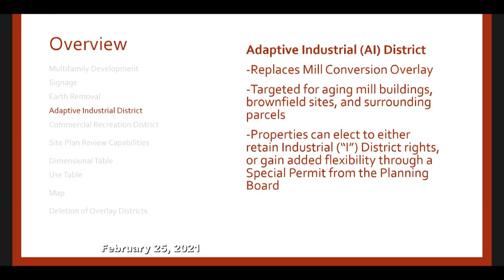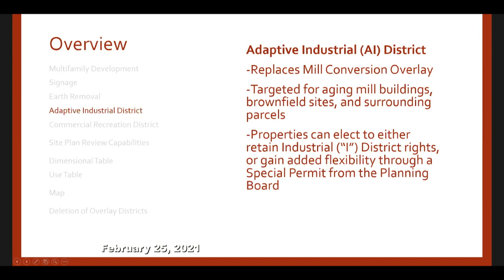With the adaptive industrial district, we're trying to do much of the same, targeting aging mill buildings, brownfield sites, which are sites with significant contamination, and parcels around those that have a historic industrial heritage. And the way that this district would essentially work is properties can elect to either retain their traditional industrial rights. So were you to look at the use table or the dimensional table, anything that says industrial, you could still do in an adaptive industrial parcel.